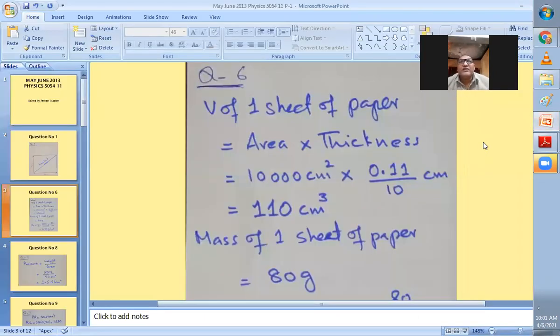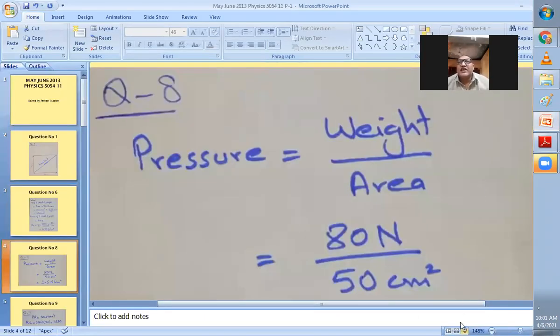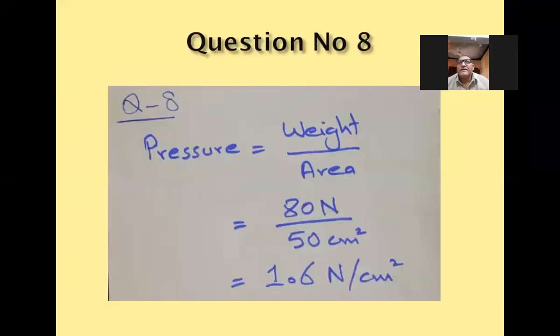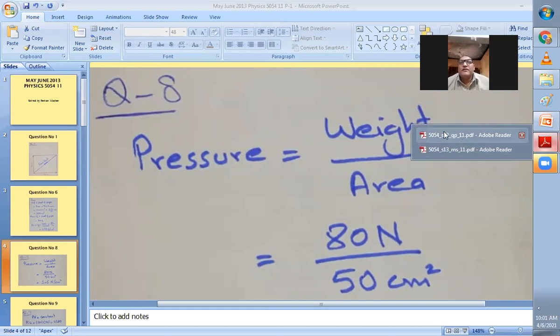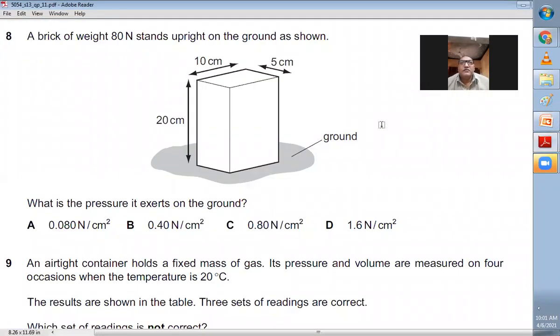I've done this, and let me show you my work. So pressure is equal to weight divided by area. So it will be 80 Newton divided by 50 centimeter square. So it will be something like 1.6 Newton per centimeter square. Weight divided by contact area. I think question number 8, D is the right choice.